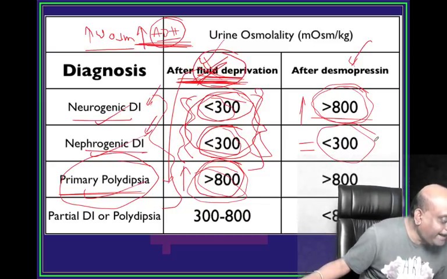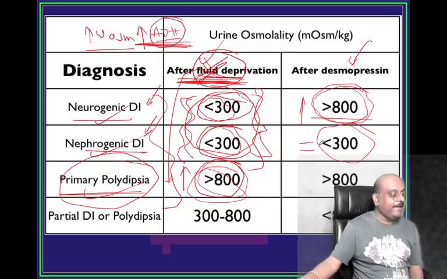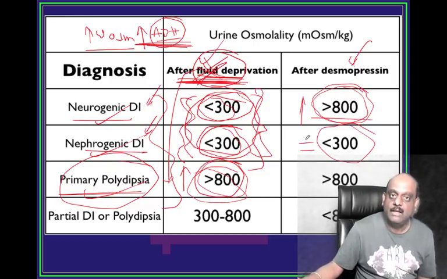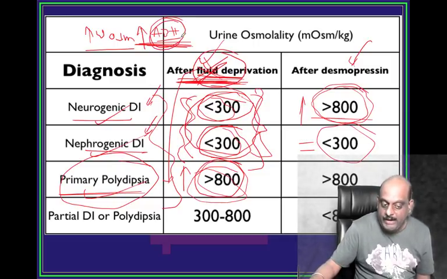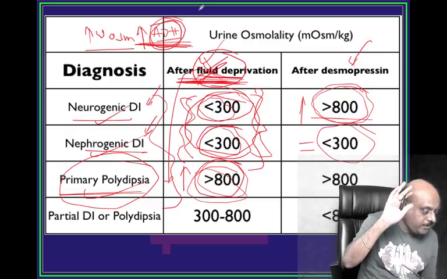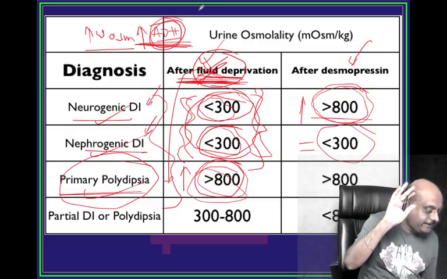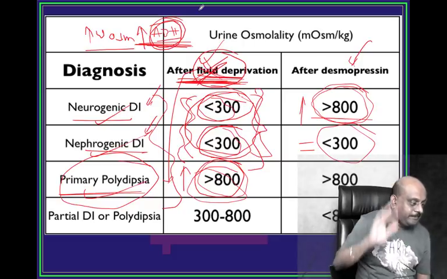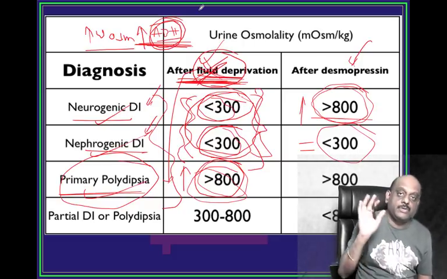Sabko samajh mein aa gaya na? Aa gaya ya nahi aaya? Very simple. Antidiuretic hormone. Does anybody need repetition? Did you understand? Deepika understood. Sayyad understood. Anybody want repetition? No. Kal ke examiner yahi question puchega.